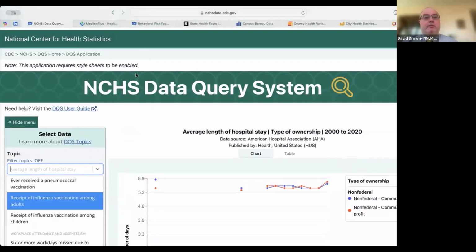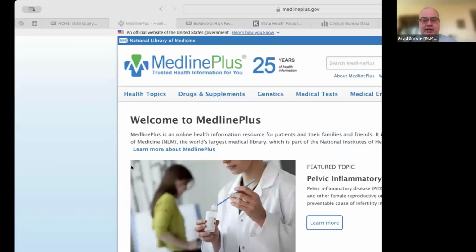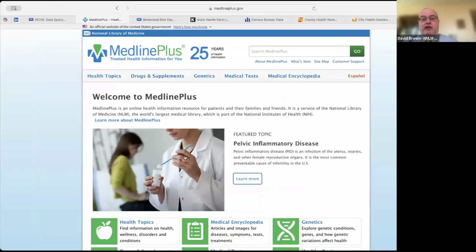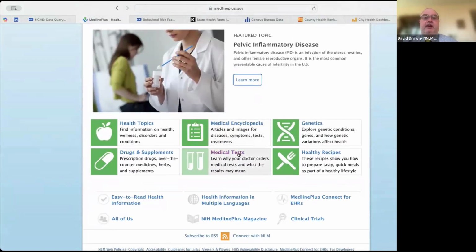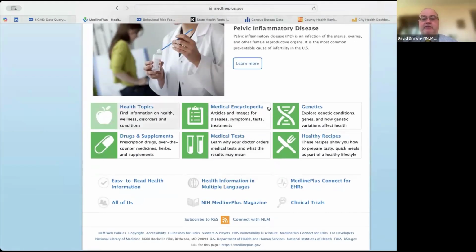So that's one of our portals that we will look at. The second portal we will look at is our MedlinePlus here. What's nice about MedlinePlus is this is our National Library of Medicine consumer health portal. It is very useful. Again, it is being updated, it is being monitored, and we are trying to keep it as current as possible, fully realizing that things aren't always there. There's usually a featured health topic here, and also different ways in: health topics, medical genetics, drugs and supplements, medical tests, and health recipes.